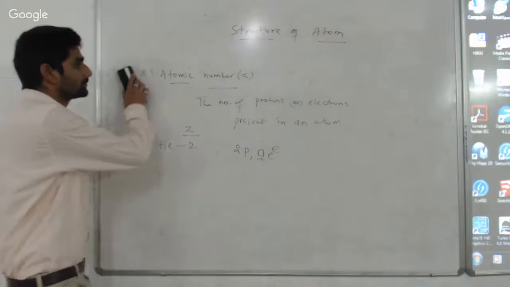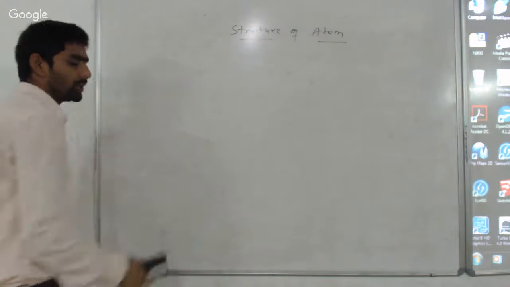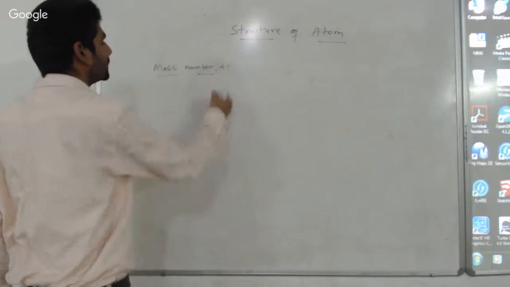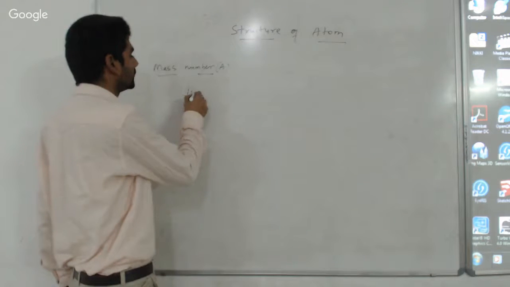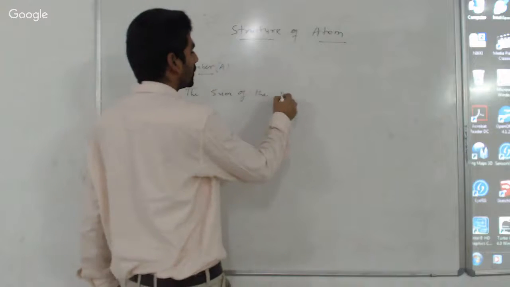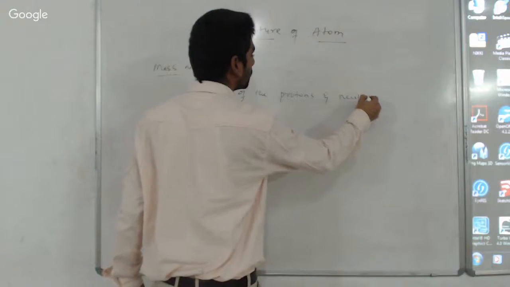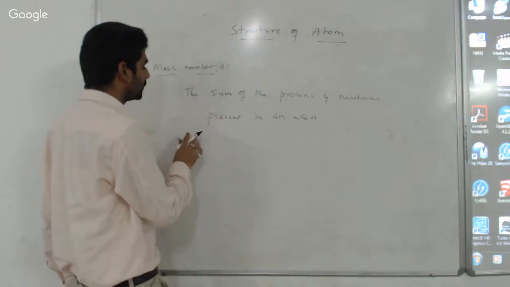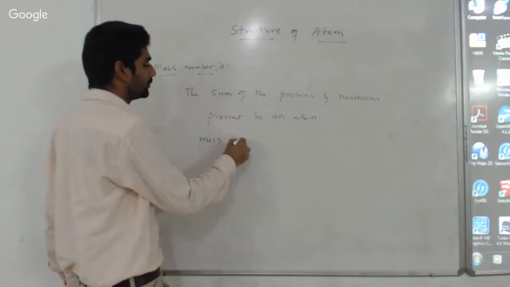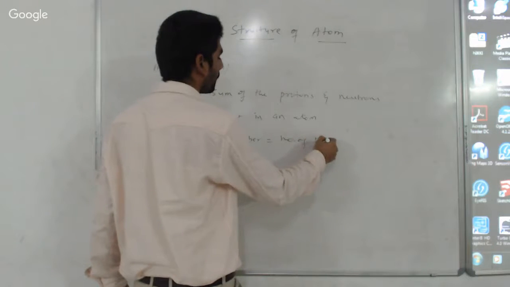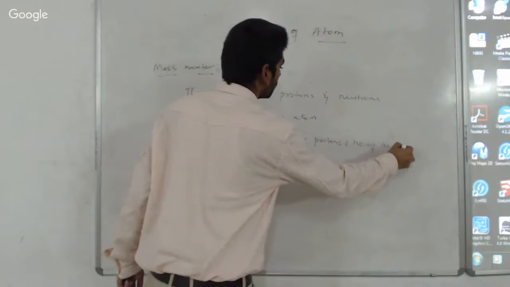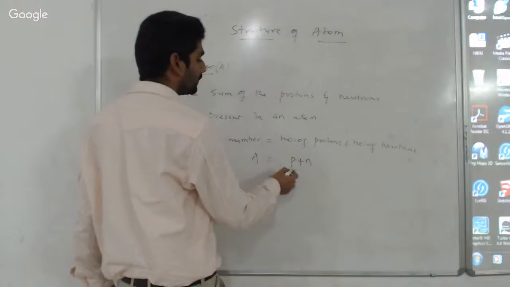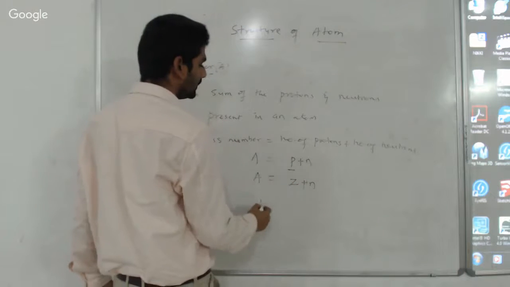Next, mass number. It is written as A. Mass number is the sum of protons and neutrons present in the atom. So mass number is equal to the number of protons plus the number of neutrons. Here the proton number is nothing but the atomic number Z. So A equals Z plus N, then N is equal to A minus Z.